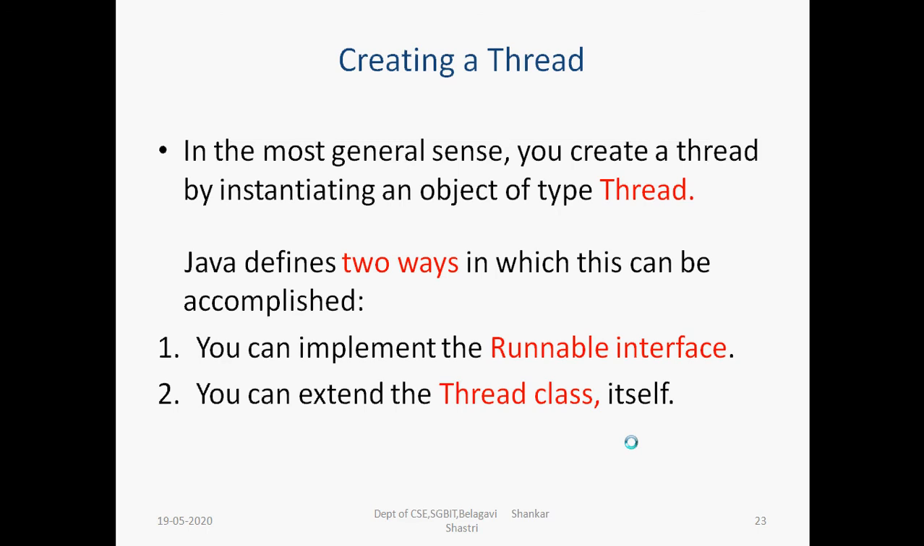I told you that for creating a thread there are two possible ways. One is you can implement the Runnable interface. The second is you can extend the Thread class. You create a thread by creating an object of type Thread, but Java defines two ways in which a thread can be created. First, you can implement the Runnable interface. Second, you can extend the Thread class.